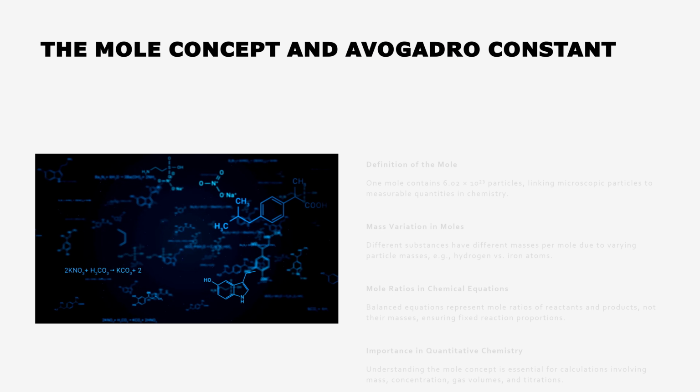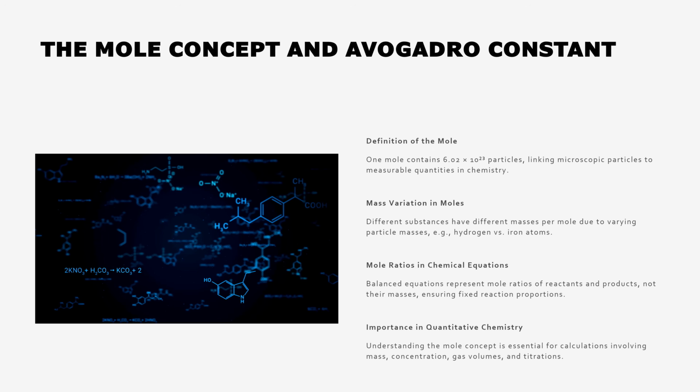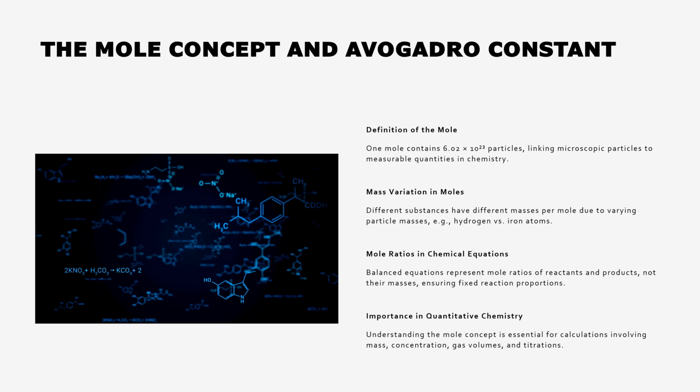The mole is a central concept in quantitative chemistry and provides a way to count particles such as atoms, molecules, and ions. One mole is defined as the amount of substance that contains 6.02 times 10 to the power 23 particles, a number known as the Avogadro constant.